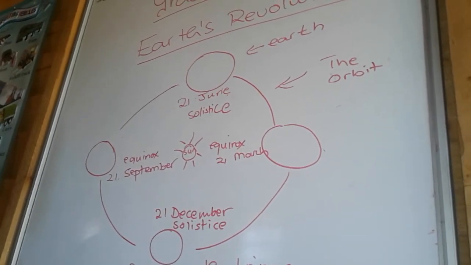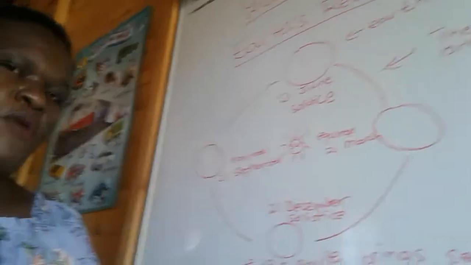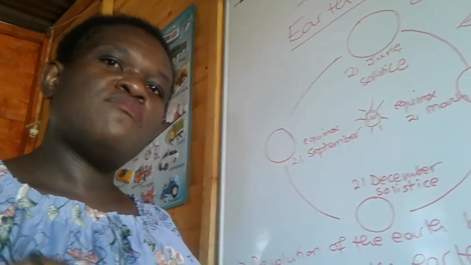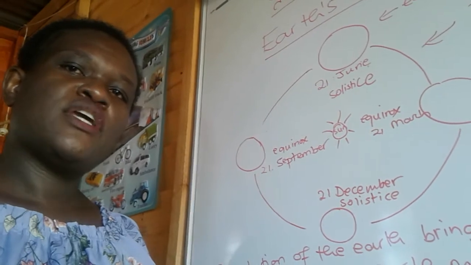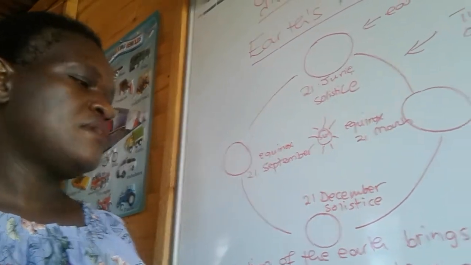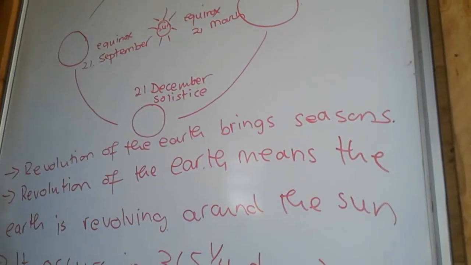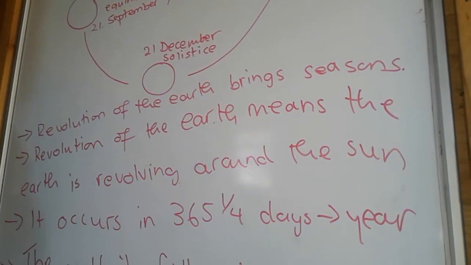And what does this mean? When does this occur? This occurs within a single year. The Earth makes one complete revolution within a year, which is 365 and a quarter days. So it makes one complete revolution within a year.